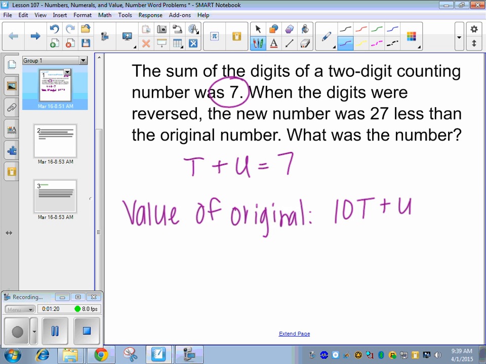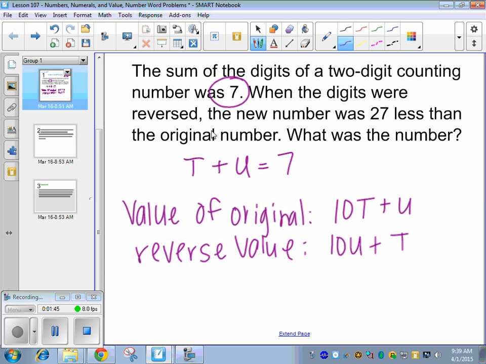Okay? And then we have the reverse. So the reverse value. So if I were to switch the digits and flip them, well, now it would be 10u plus t if I flip the digits so it goes the other way. Okay, it's always going to be that. So the value of the original is always 10t plus u, and the reverse is always 10u plus t.